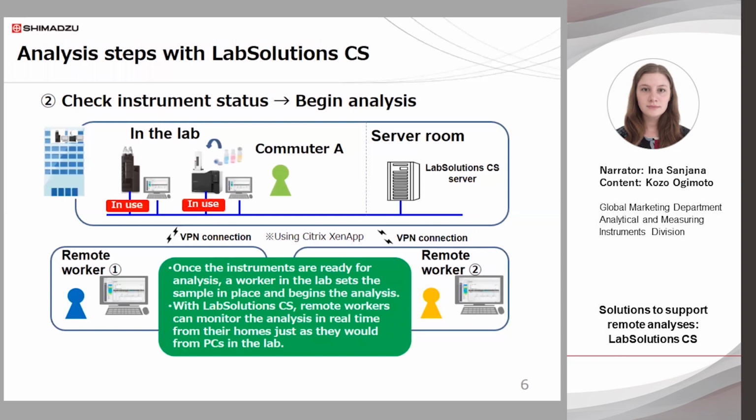When it comes to analysis, a worker commuting to the lab will need to carry out sample pretreatment and set the sample in place to begin analysis as normal. Once this setup is complete, remote workers will be able to monitor the analysis in real time from their homes, just as they would from PCs in the lab. Chromatograms are displayed in real time on the remote PCs. Of course, these remote workers are also able to stop the LC or GC analysis mid-run in case of emergencies.